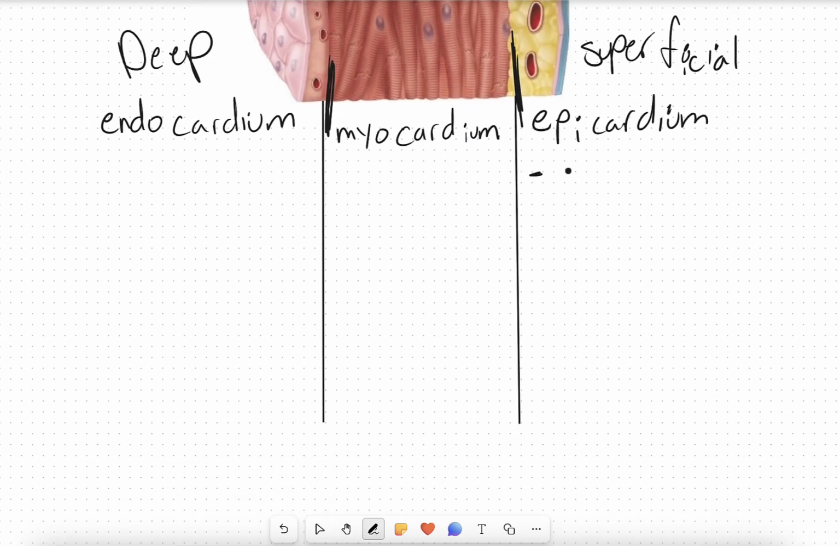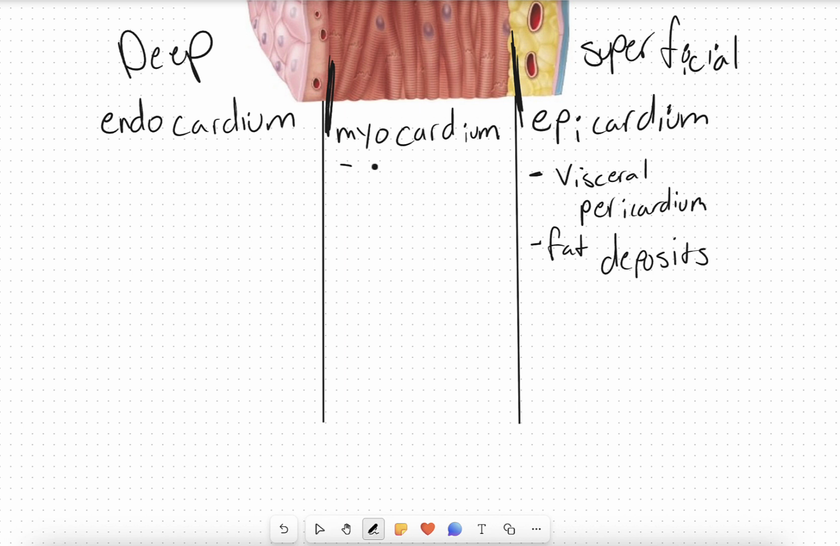The epicardium is made up of the visceral pericardium, which is that innermost layer of the serous pericardium. And then it's also made up of several fat deposits, and these are found kind of unequally distributed around the heart, typically thicker fat deposits in the sulci or the grooves around the heart.